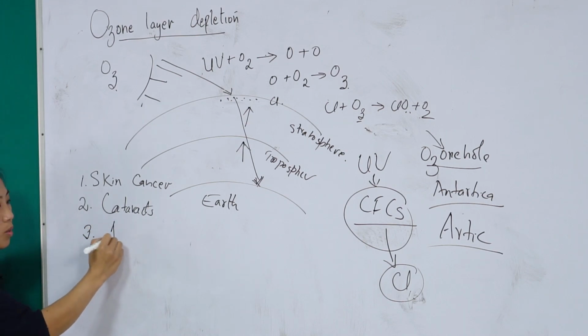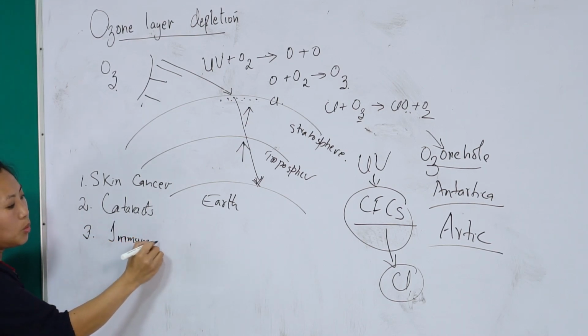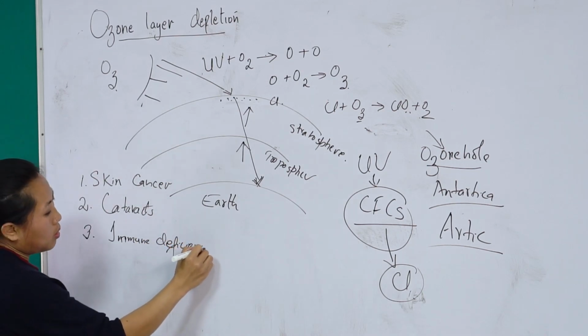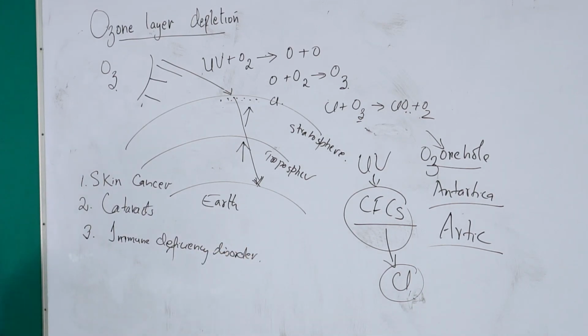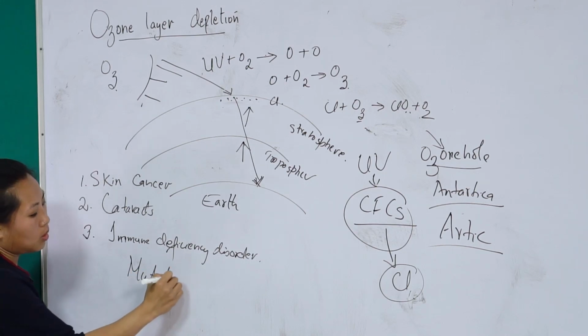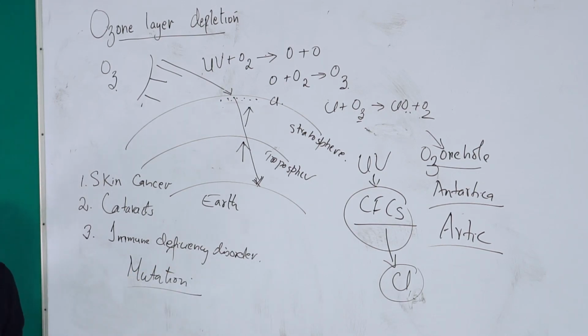Another is that they can cause immune deficiency disorders, and they can also cause mutation. Ultraviolet rays can cause mutation in the sequence of bases in our genes. Once mutation is caused, the sequence or the information is changed, so they can result in many genetic disorders. Besides this, they also have effects on the animals and the biotic community as a whole, which survives on the earth.